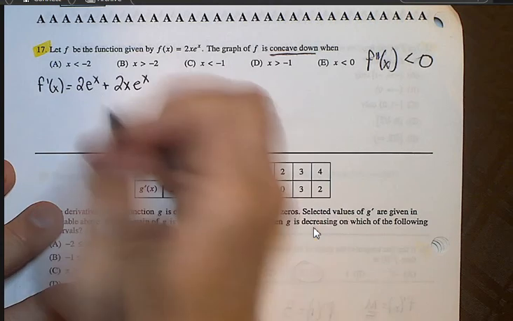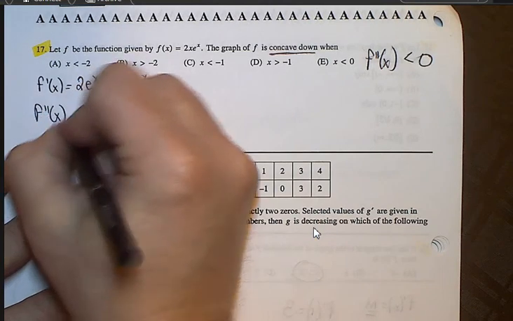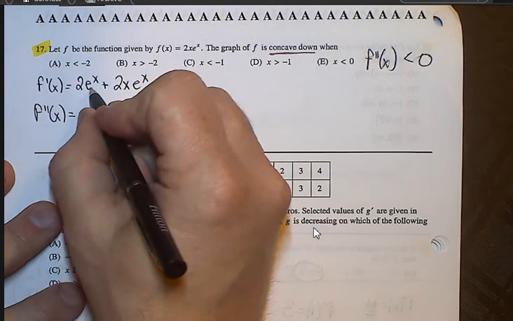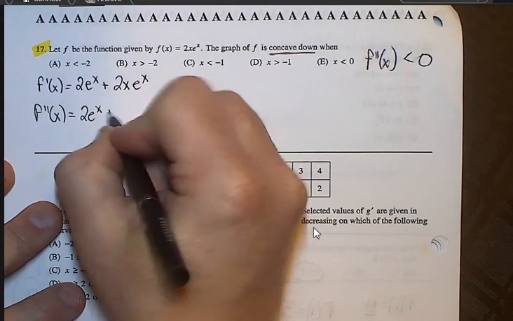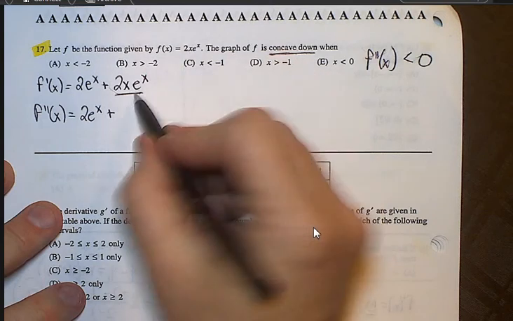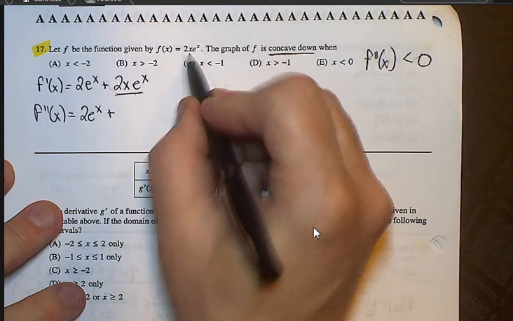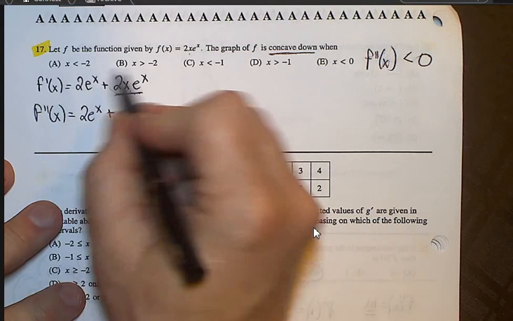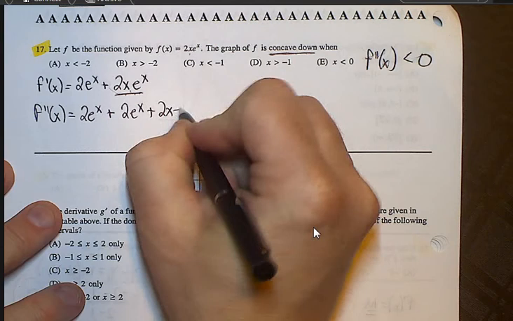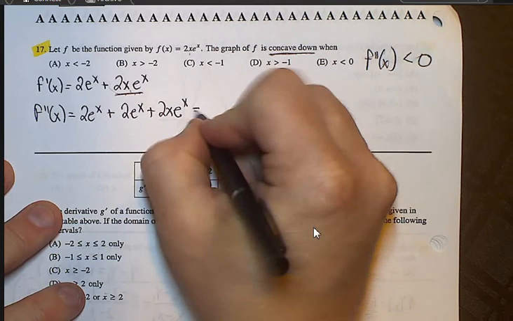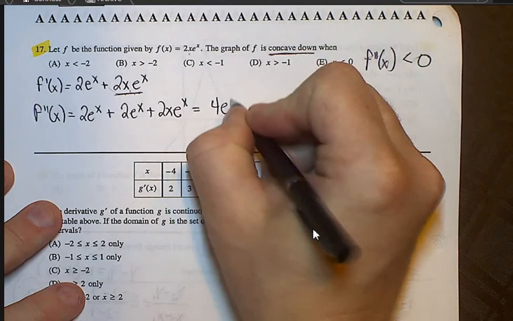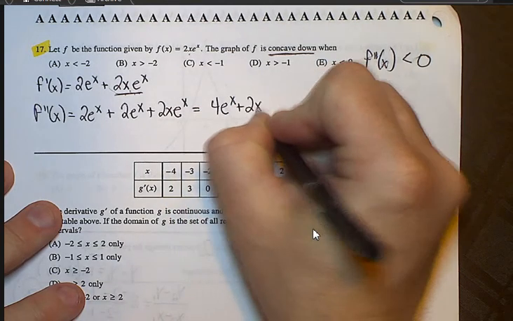Now we go back and find the second derivative. We're looking for the derivative of this, which is simply the derivative of e to the x, which is e to the x, plus the derivative of this piece, which is all of this again: 2e to the x plus 2x e to the x. We look to simplify that, because if we have 2e to the x and another 2e to the x, we're going to have 4e to the x plus 2x e to the x.